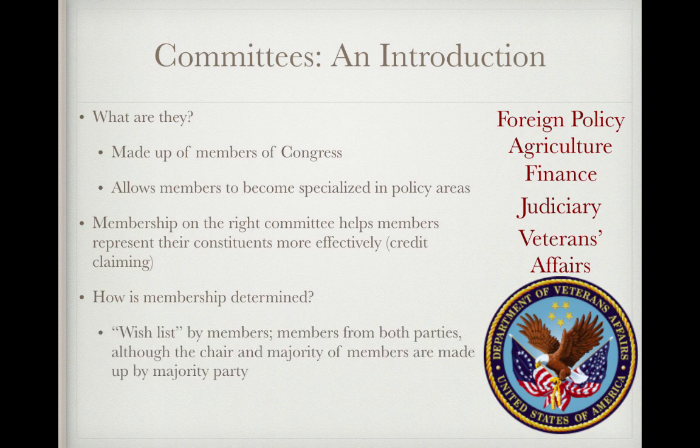How is membership determined? Well, each member of Congress essentially creates a wish list. Each committee has members from both parties, although the chair and the majority of members are made up of the majority party. So it's very important for the party in power that has more people, whether it is the Senate or the House, they have more control over the committees, especially that chair. And each party has a steering committee that assigns members to various committees.